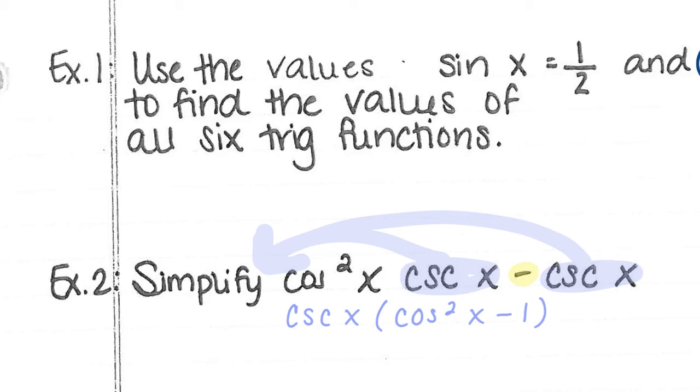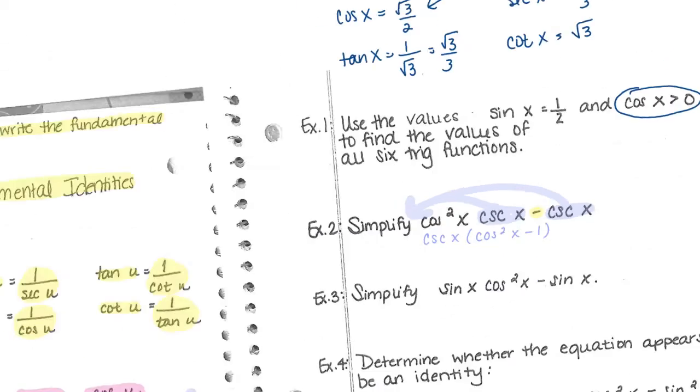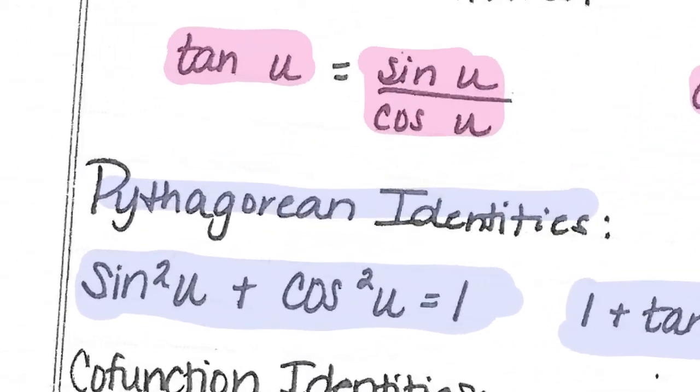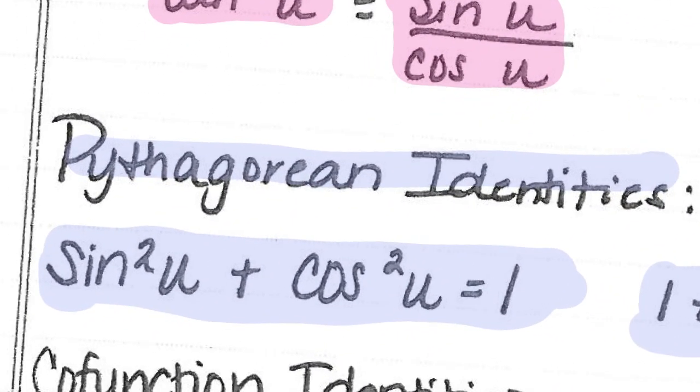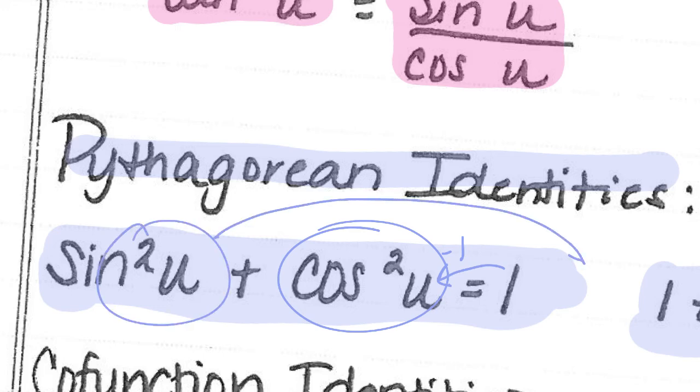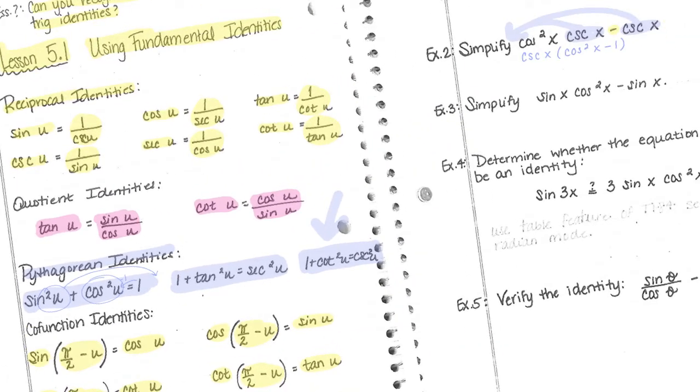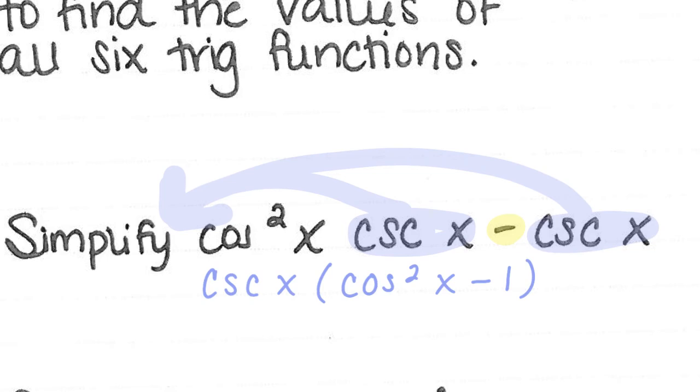When I factor out this cosecant of x, I have the cosine squared x minus 1. Well, if I look back on my Pythagorean identities right here, if I had the cosine squared x minus 1, wouldn't this come over here to be subtracted, which means that this sine squared x, in this case it's a u, would be over here to be negative? So I'm going to change this to cosecant of x times negative sine squared x, because I just replaced cosine squared x minus 1 with negative sine squared x.